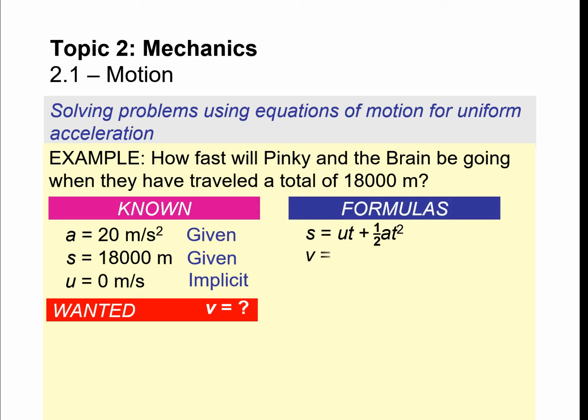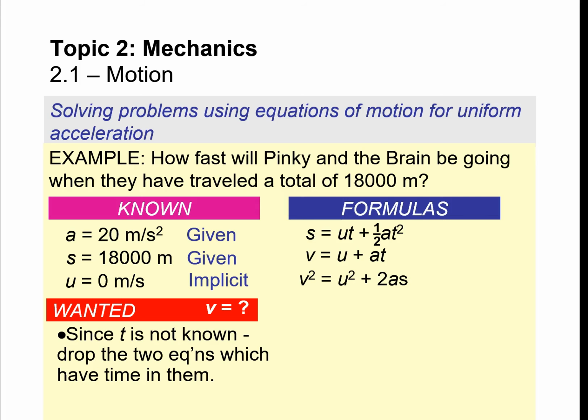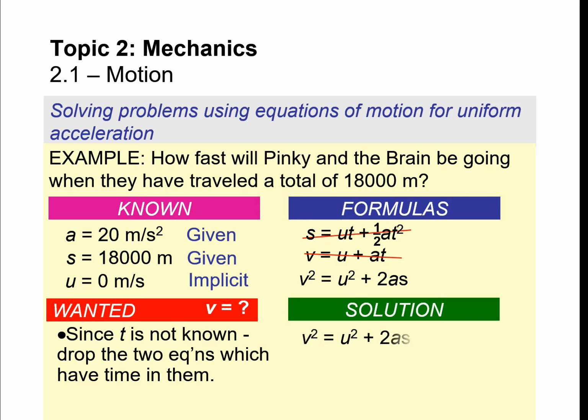So I have my equation for displacement, I have my equation for velocity, and I also have Torricelli's equation. So I don't know time, so I need to drop the two equations that involve time in there. So I'm going to drop the velocity equation, and I'm going to drop the displacement equation. The only equation I have left over is Torricelli's equation, and then it's just a nice plug and chug. So I'm going to do v squared equals 0 squared, which is initial velocity, plus 2 times acceleration, 20 times 18,000, and that gives me then a velocity of 850 meters per second, which I hope you guys got right.